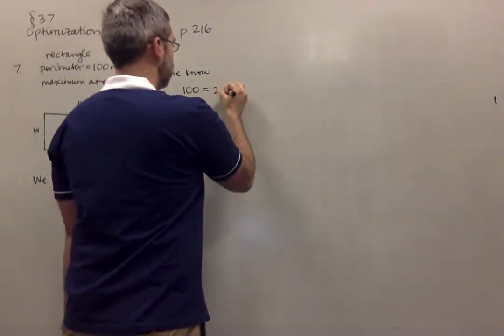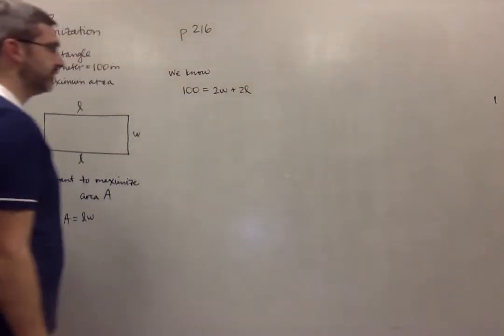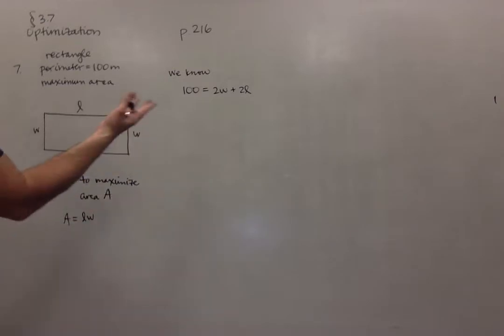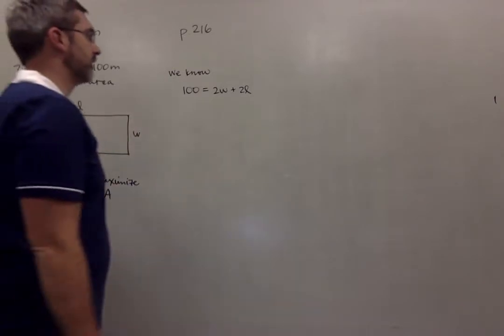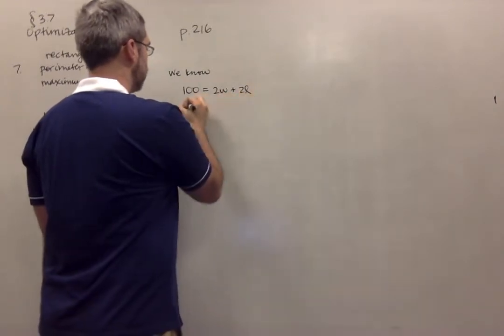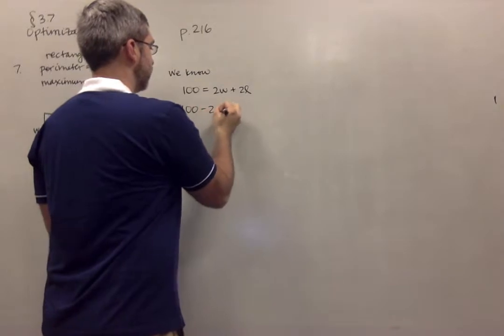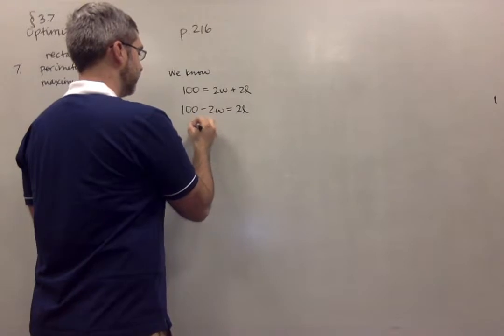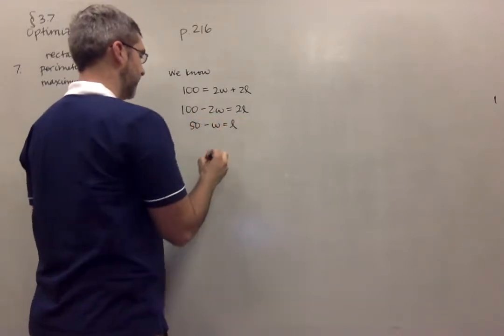So 2L plus 2W is going to give me 100. So I need to solve for one of those variables and put it back in here so I get a function of just one variable. It really doesn't matter in this case. They're both just as easy to solve for. So let's solve for L. So I'm going to put the 2W on the other side, so I'm going to get minus 2W there. Then we're going to divide through by 2. So 50 minus W is L.